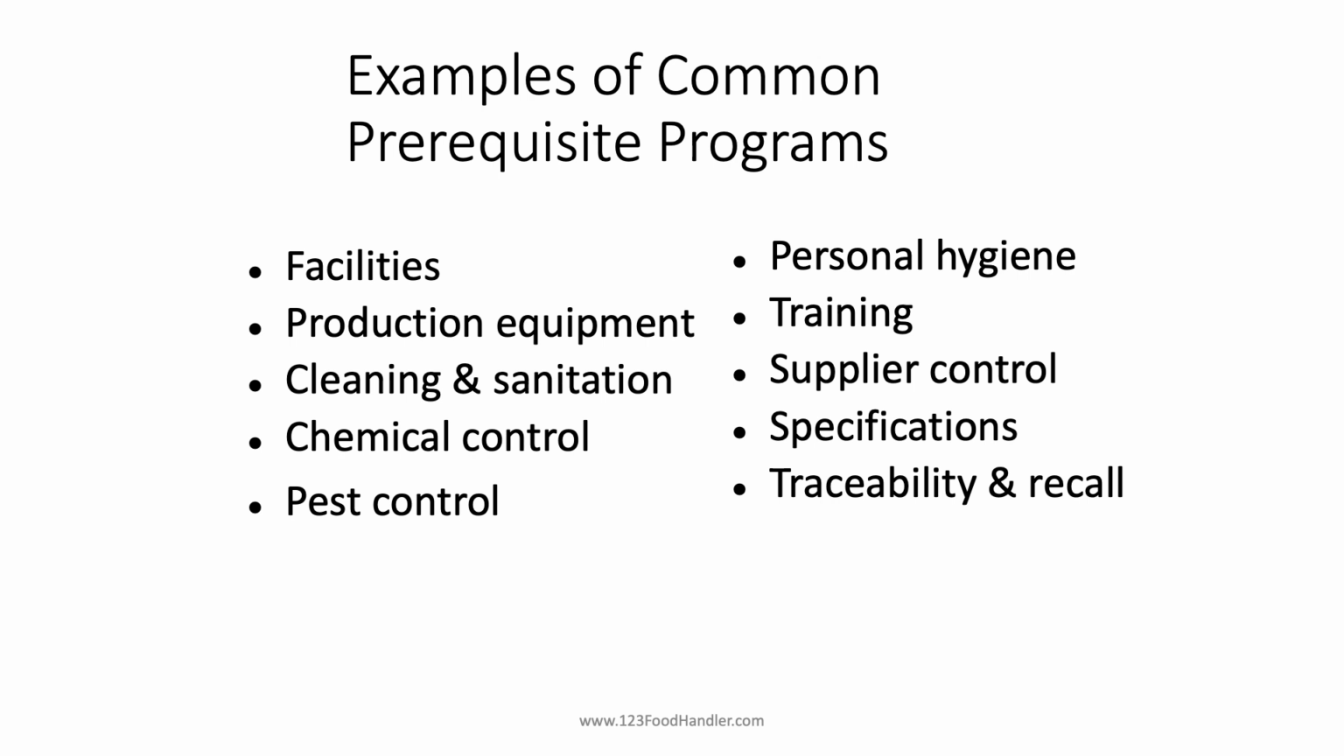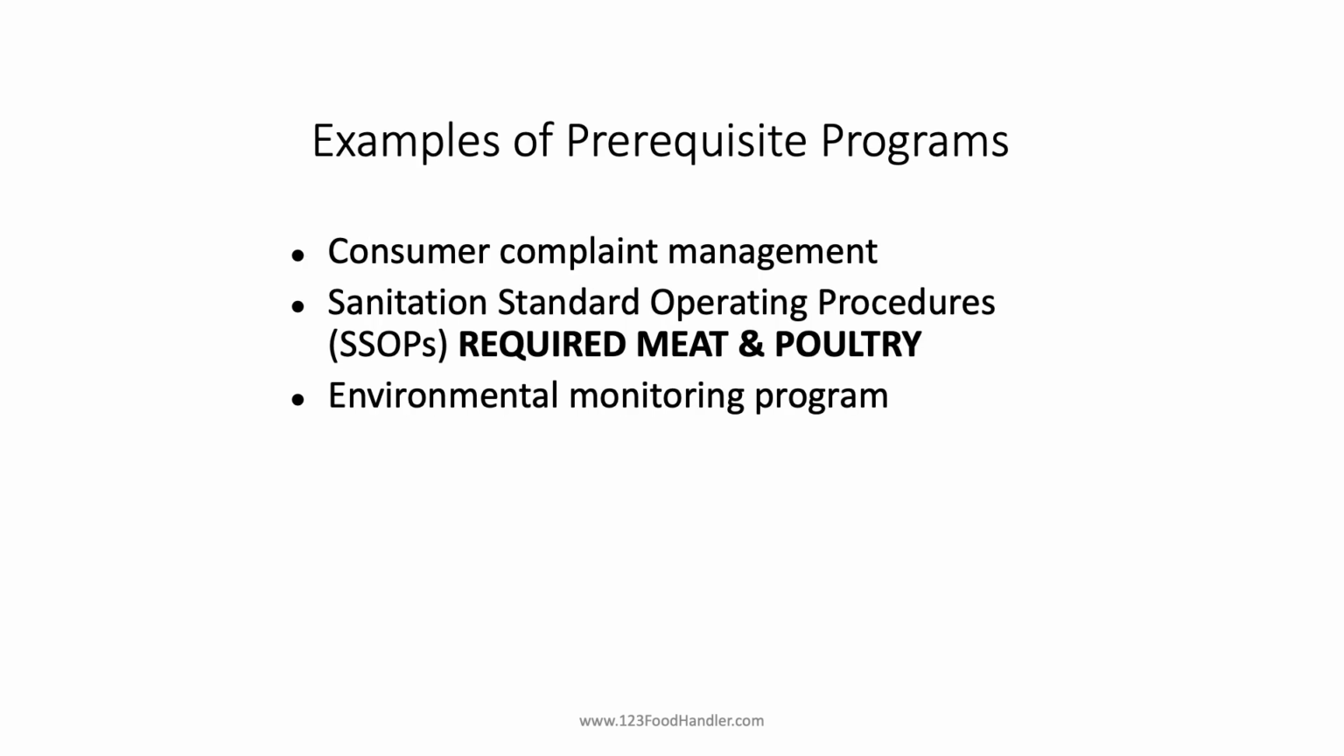These are some common examples of prerequisite programs. I'm sure you could come up with a bunch more prerequisite programs we could implement and manage to make sure that we're producing safe foods. Remember, it's the foundation. It's controlling the people. It's controlling the environment. So when we bring the food into the place, we're not worried.